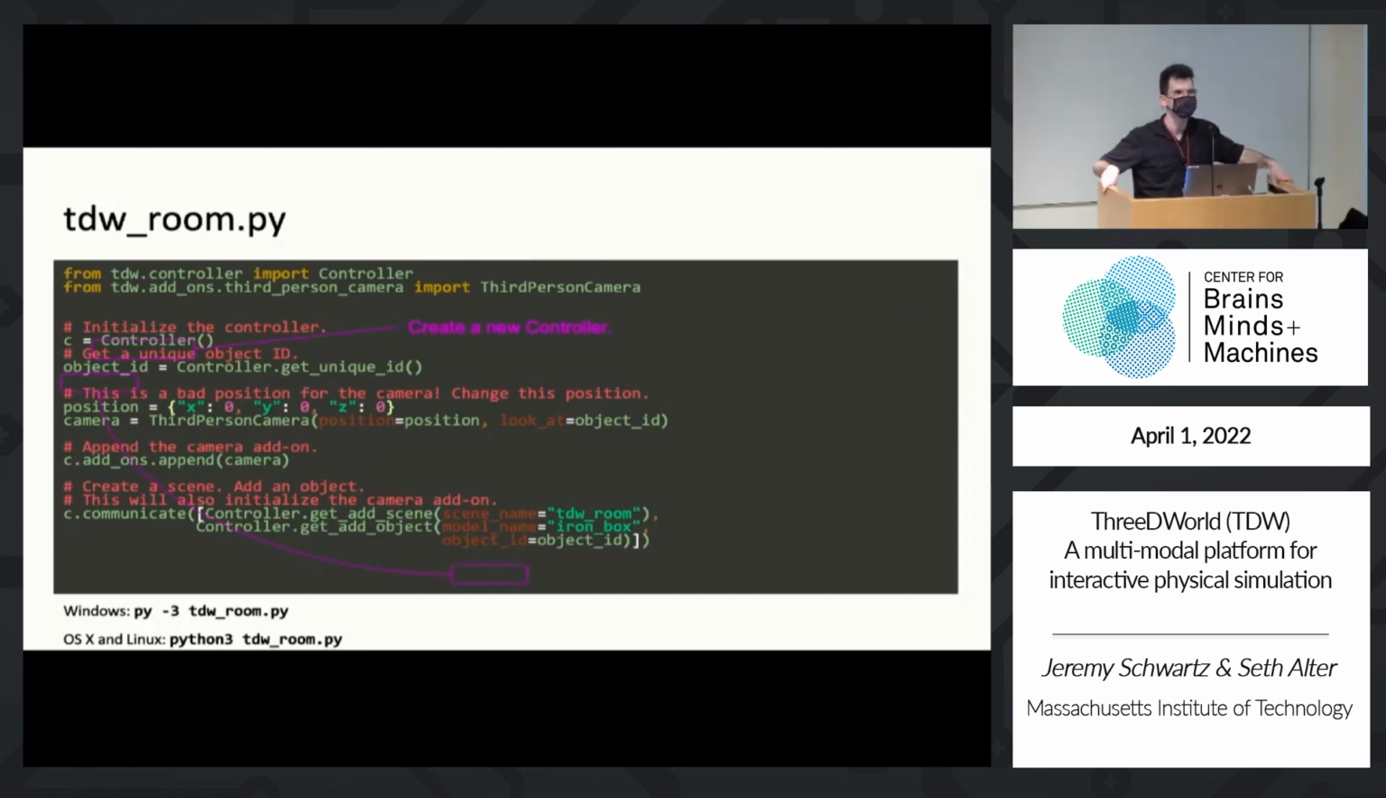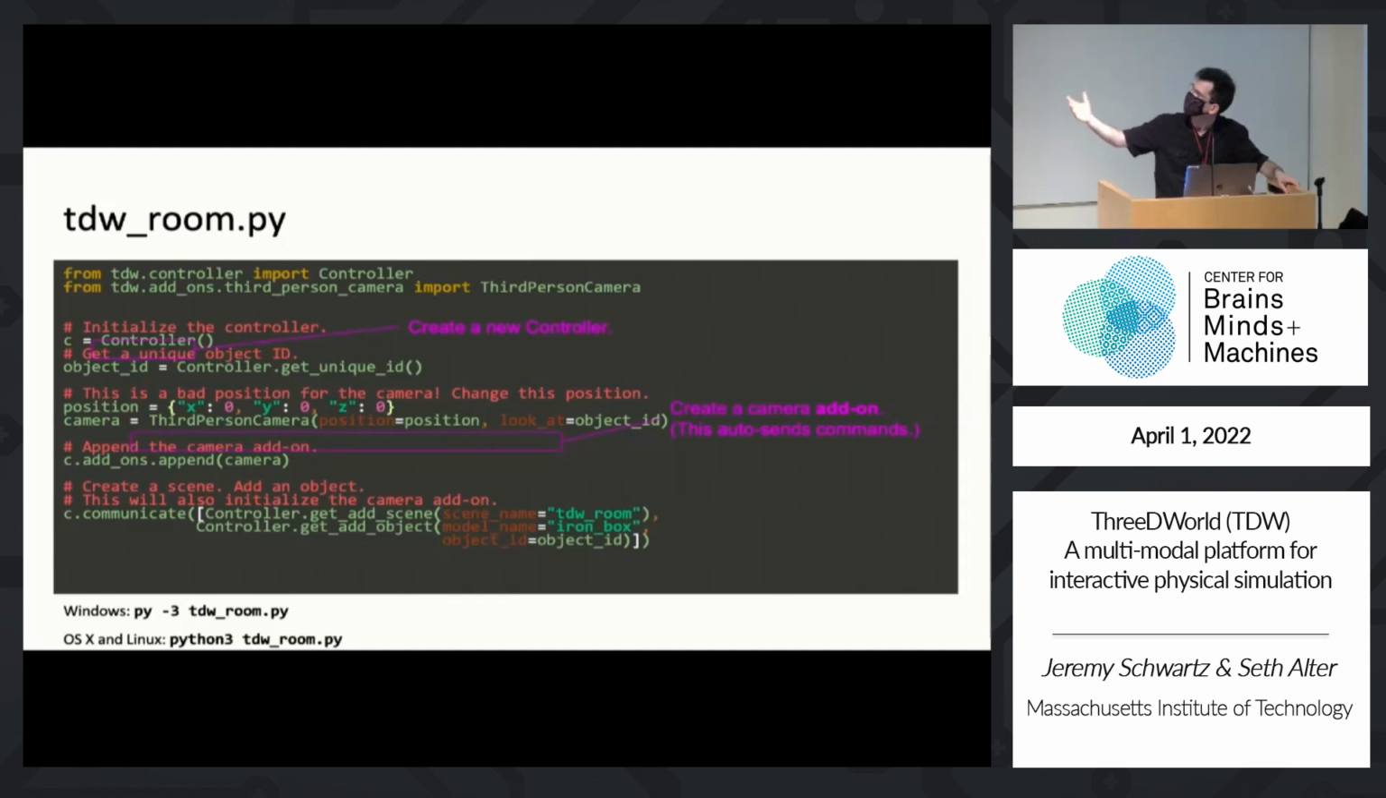We are also going to generate an object ID. The controller side of things is responsible for managing which objects are what. Objects are referenced by a unique ID, and then the controller keeps track of those IDs. So if you don't want to pick a unique number yourself, you can call controller.getUniqueID, which we do here.